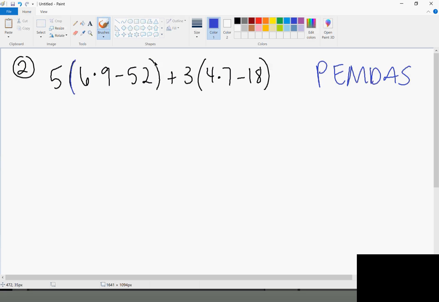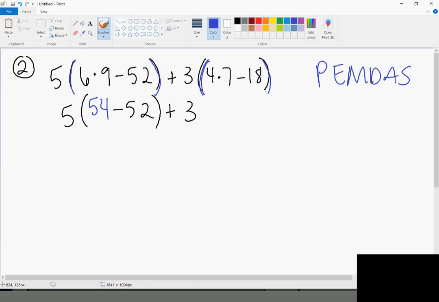So within this first set of parentheses, what would I do first? I would have to do the multiplication first. So I have 6 times 9, which is 54. I'm going to bring down everything else. Plus 3. And again, I have parentheses here, so I'm going to simplify inside the parentheses.